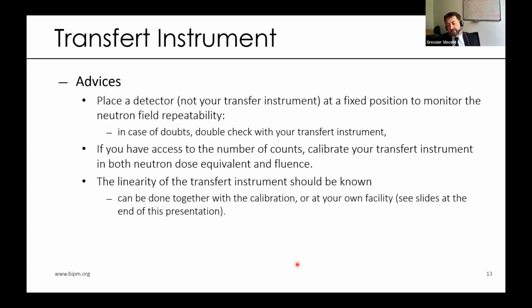If you have access to the number of counts, it's also a good idea to calibrate your instrument both in terms of neutron dose equivalent and neutron fluence. Then you will avoid going from one quantity to the other by adding uncertainties due to the uncertainty in the energy distribution. And the linearity of the transfer instruments should also be known. We will discuss this later. This can be done together with the calibration or at your own facility.